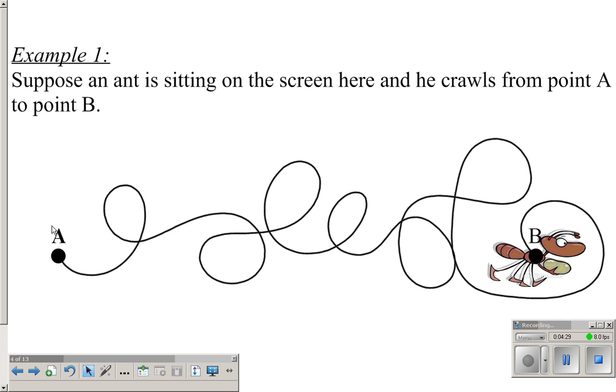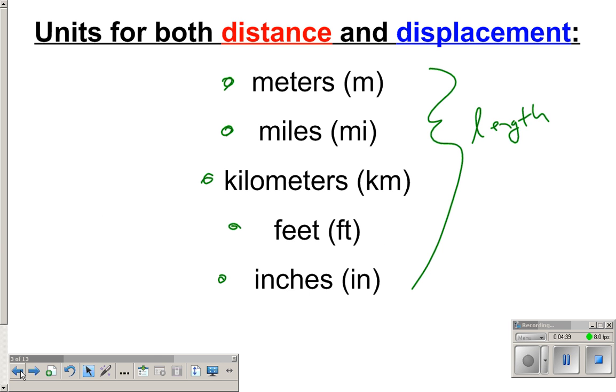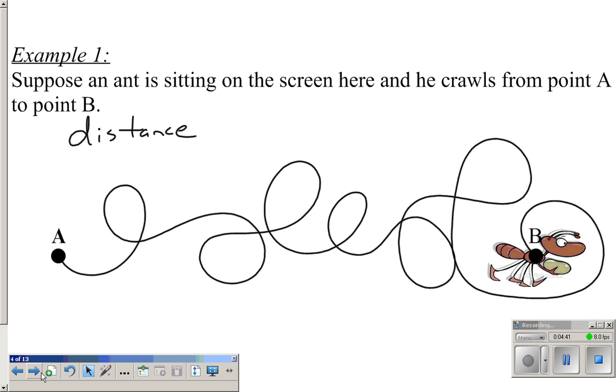Okay? So if I wanted to measure the distance that my ant had gone, well, you know what? I should color code this, right? I did distance before in red. So my distance then, d, my distance then would be the length of this straight line.